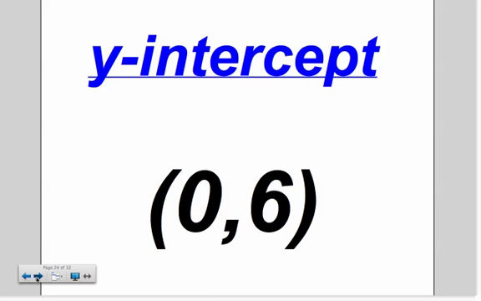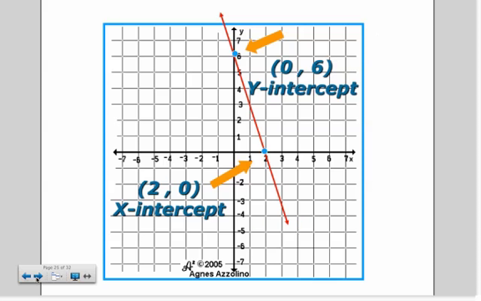What I need to do now is plot my points on my graph. Notice that your y-intercept is the point where your line crosses the y-axis, and that is at (0, 6). And notice the x-intercept is the point where your line crosses the x-axis, which is (2, 0).